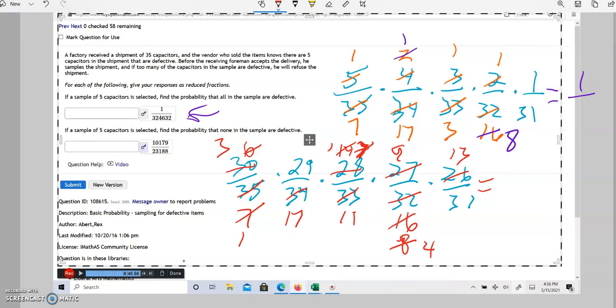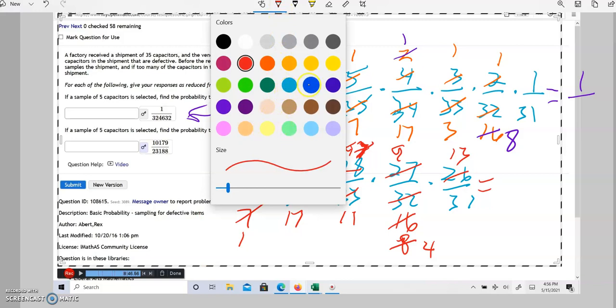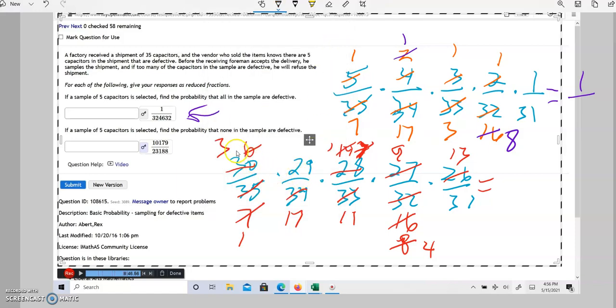I just checked it. I paused it and checked it. So it's 3 times 29. So let me change colors here. Black. All right. 3 times 29 times 1 times 9 times 13 equals 10,179, and 1 times 17 times 11 times 4 times 31 is 23,188. Pain in the butt, but you could do it.